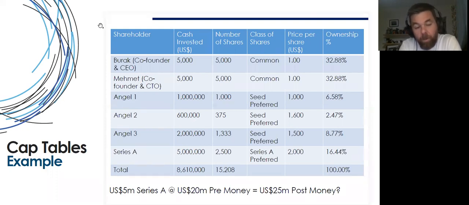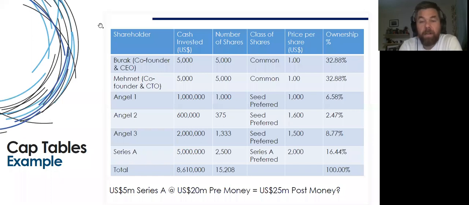Now, bear in mind, most convertible debt is convertible either at an expiry date, at the option of the issuer of the convertible debt, or upon the occurrence of a qualified financing round. We are assuming that the Series A is a qualified financing round, and all of these convertible notes were part of that round. So again, you look at the cap table, Burak and Mehmet have the same 5,000 shares that they started with. The company now has a total of 15,208 shares.